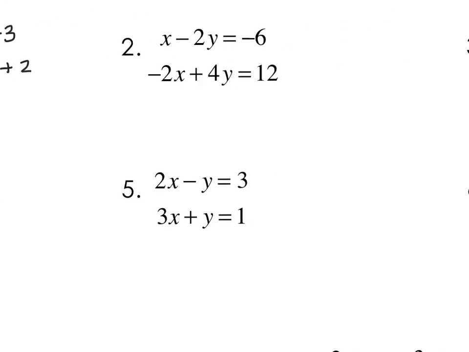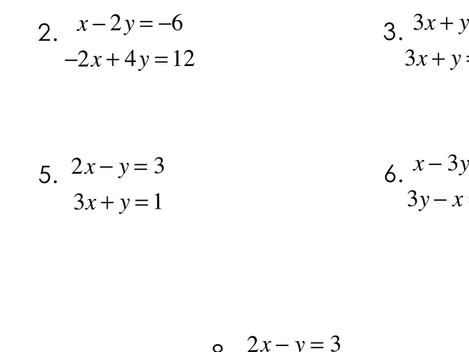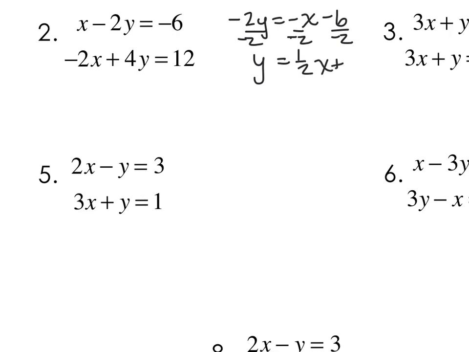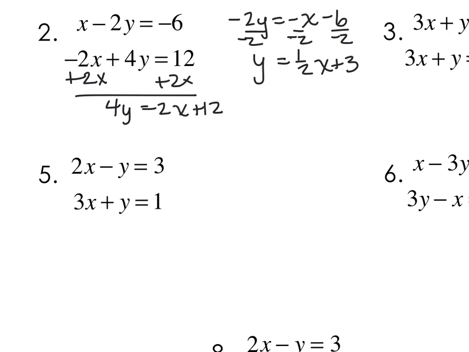All right, number 2, I'm going to write these in slope-intercept form. This is going to take a little bit more work, just showing my steps. So I've got negative 2y equals negative x minus 6, divided by negative 2. So y equals 1/2 x plus 3. And then this one, add 2x to both sides. 4y equals 2x plus 12. Divide by 4. Y equals 1/2 x plus 3.